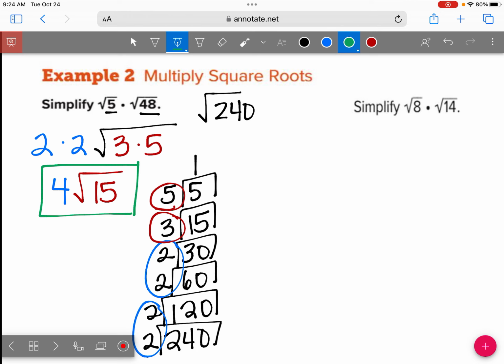All right, last one. Go ahead, take 8 times 14. So again, I'm multiplying the numbers.